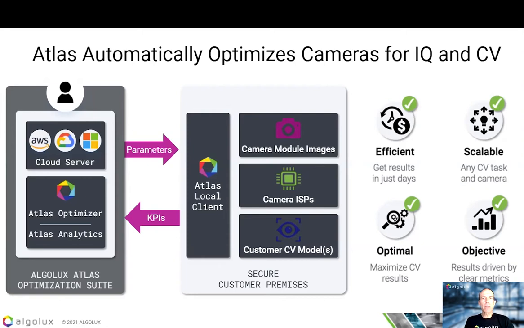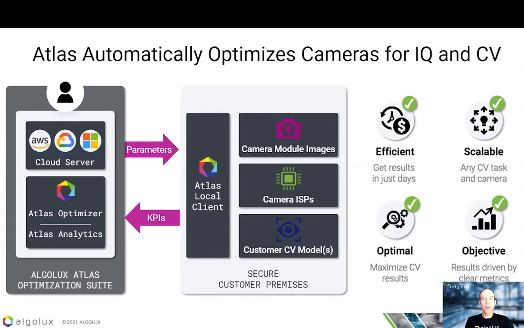Atlas delivers its optimization capability as a cloud service, interacting with an on-premise Atlas client that manages raw image data sets, processing of those images by the ISP and CV model, and KPI calculations. Throughout this process, your image data and CV models are kept securely on your premises. Only KPI metric values are sent to the Atlas server in the cloud, which returns the next set of ISP parameters to the Atlas client for processing. This architecture lets you easily scale across different teams and concurrent programs.